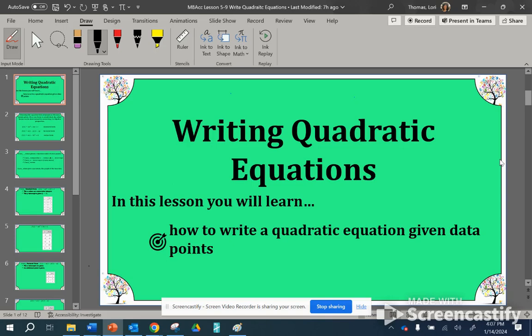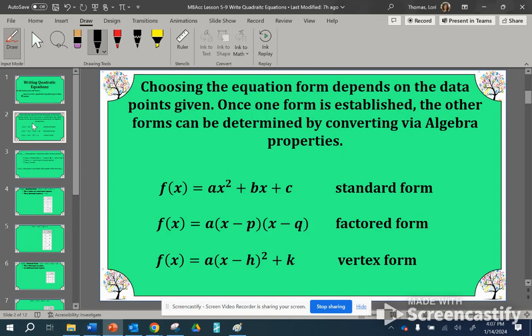Okay, guys, in this lesson, we're going to be talking about how to write a quadratic equation given particular data points. We're going to take a look at function tables, and depending on what data points we're given, writing the equation either in standard, factored, or vertex form. And then we're also going to take a look at parabolas, the graph of quadratic functions, and write those in the different forms. So it does depend on what pieces of data are given.